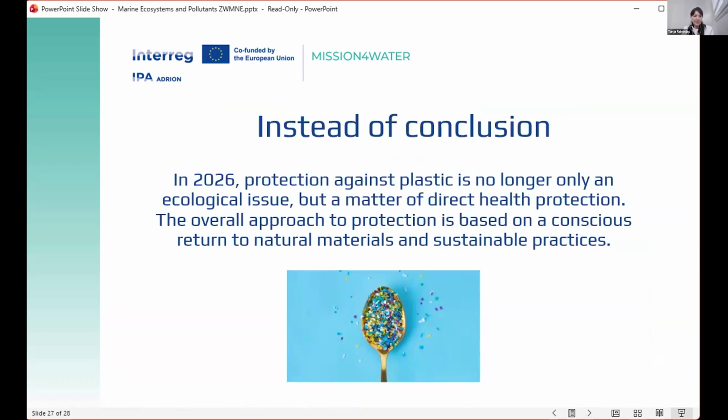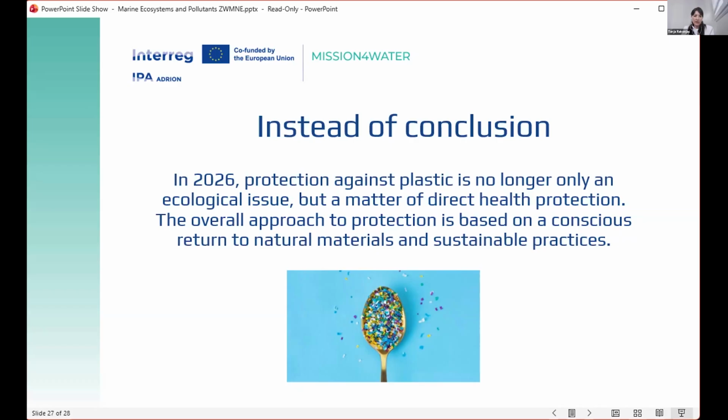In 2026, protection against plastic is no longer only an ecological issue or a marine ecosystem issue. It is a matter of direct health protection. The basic principle is the elimination of plastic from all processes involving heat and food consumption. The greatest risk occurs when plastic packaging is exposed to high temperatures, as toxins are most easily released and transferred into food and water.